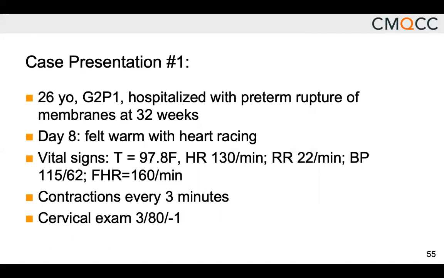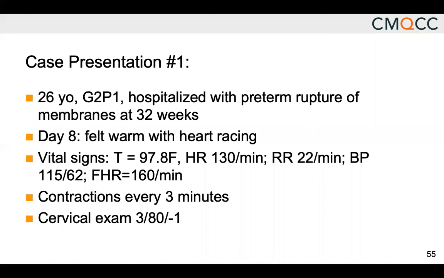This is actually a 26-year-old. She's G2P1. She was on high-risk maternity and hospitalized for preterm rupture of membranes at 32 weeks. The first 7 days were uneventful, and on day 8 she started feeling warm and her heart was racing. The nurse did the vital signs and noticed the temp was 97.8, which is normal. Heart rate was 130, so she had tachycardia.